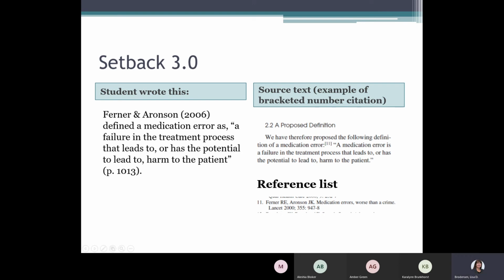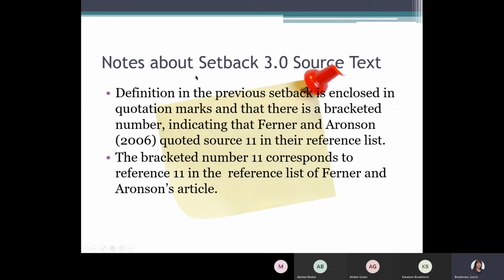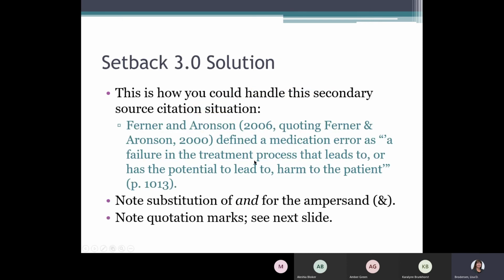Okay, so with that in mind, the definition in the previous setback is enclosed in quotation marks, and there's the bracketed number indicating that Ferner and Aronson quoted source 11 in their reference list, and then the bracketed number 11 corresponds to reference 11 in the reference list of Ferner and Aronson's article. So this is how you should handle the secondary source citation situation here.